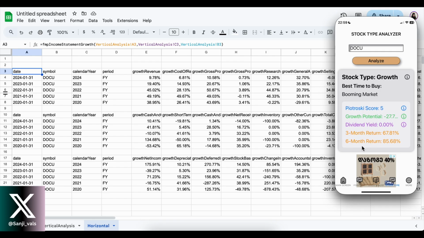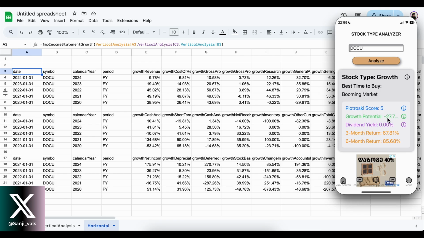Since the stock has good 6 and 3 months return of 85 and 67% respectively, the app says that it's a growth stock. It's good when the market is booming, when the stocks are rising, when you see the aggressive rise in the stock, that would be the good time to buy this share. Then if the Piotroski score is strong, actually, if it's around 8 or 9, and if the growth potential is above 15, then it would be a value stock.